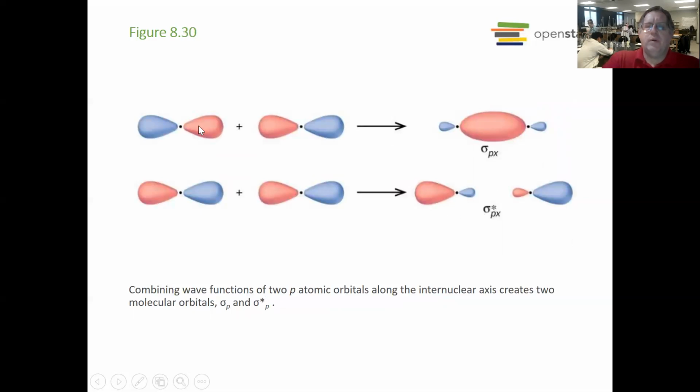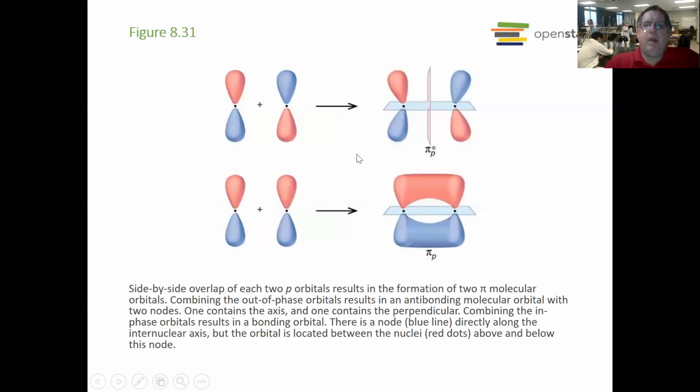I can also get sigma bonds from p orbitals. Now, if p orbitals are along the same axis, then I can have an overlap that is going to give me a bonding molecular orbital, and overlap that gives me an anti-bonding molecular orbital. Now, this is if they're in the same axis. If the axes are parallel, I'm going to end up with pi bonds.